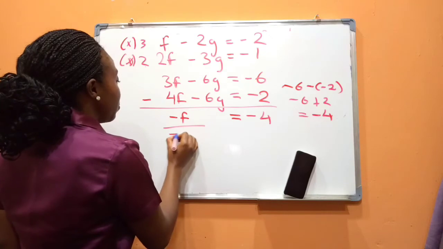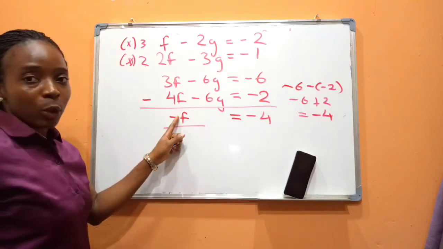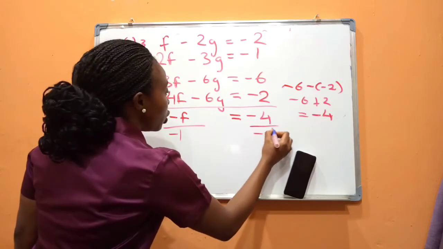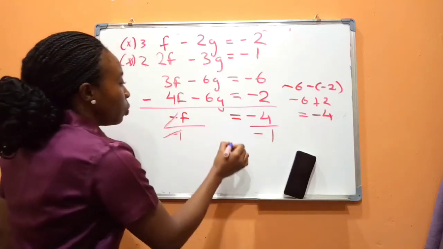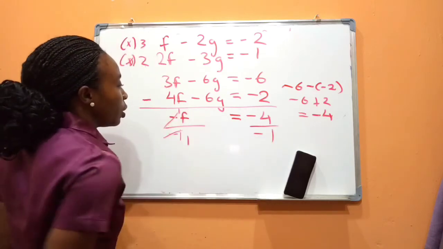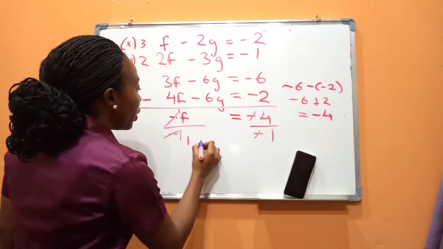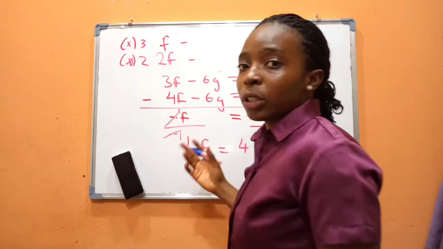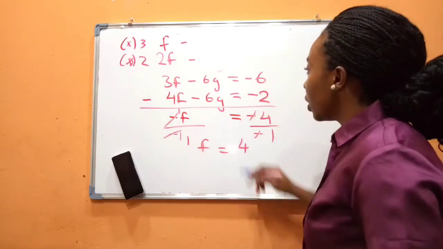Dividing both sides by minus 1. There's actually a 1 here which we don't really write. So we write 1, minus 1, minus 1. We divide, this is 1, this is 1. This cancels out. So f is equal to 4. Now we found the value of f. Let's quickly find the value of g.